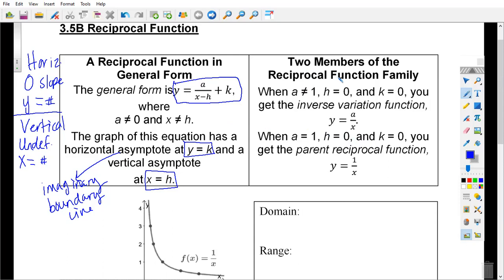So here we go. But that's how you remember. When you're trying to figure out if it's a horizontal asymptote, just remember HOIVUX. It's horizontal because it's y equals something.